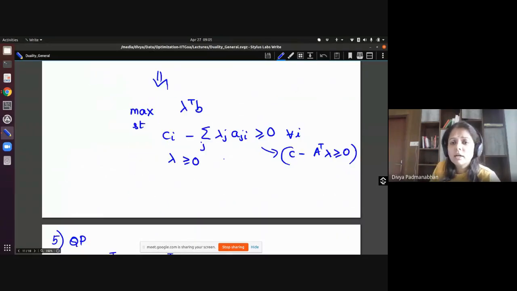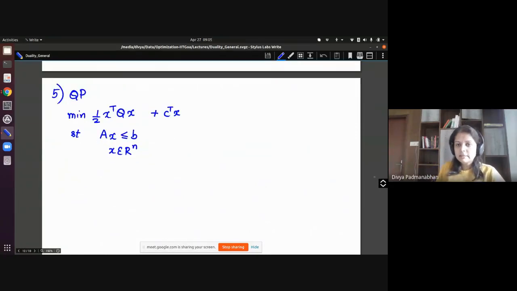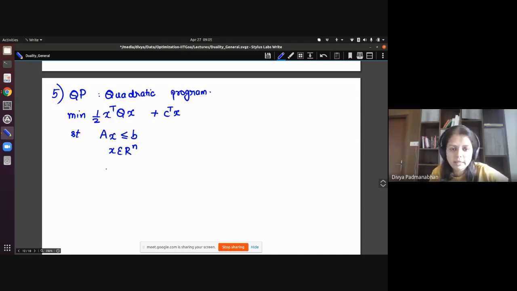Today I want to start off with one more example. This is a quadratic program, and it comes up in many places, so I thought it's useful to take one more example here. The objective is half x transpose Q x plus c transpose x, subject to linear inequalities, Ax less than or equal to b, with x in R n, so this is the set capital X.